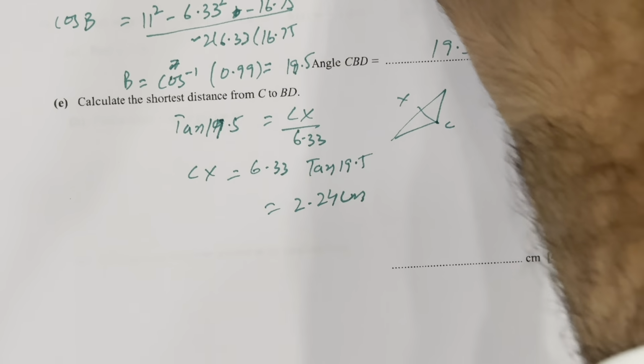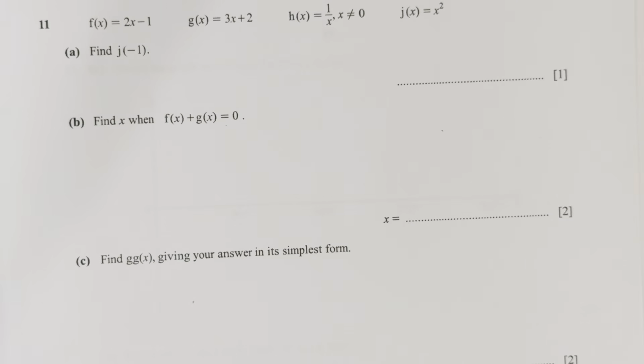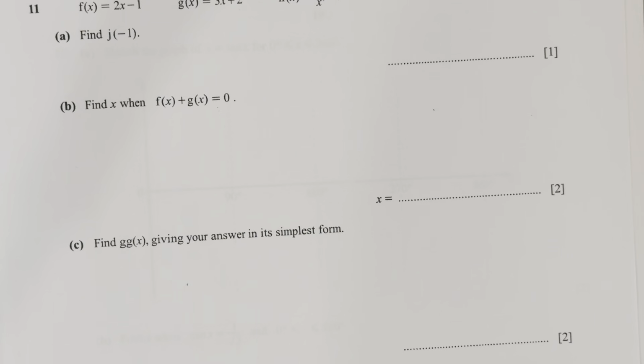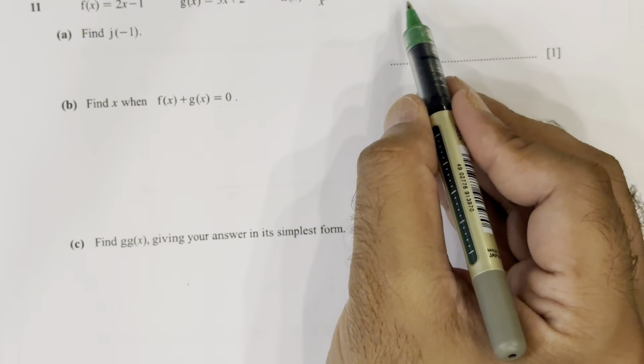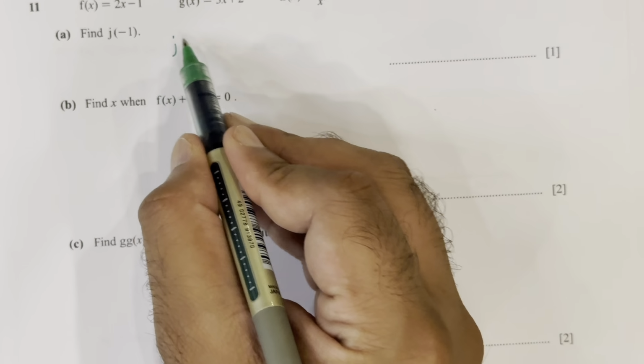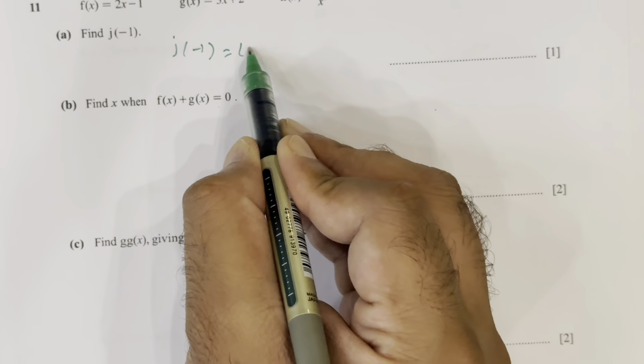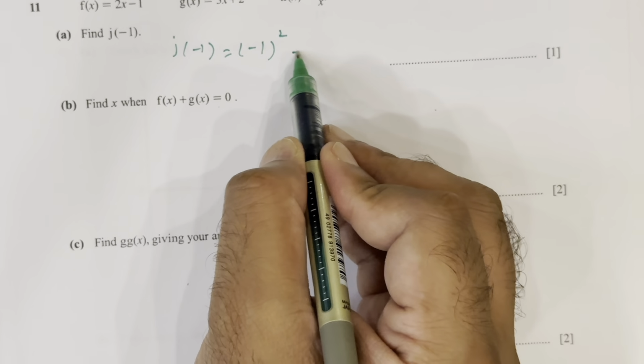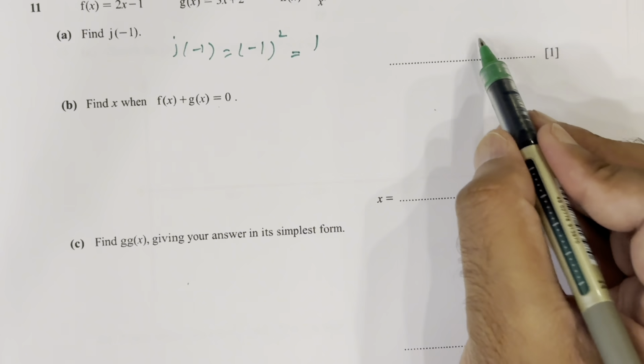Moving to question number 11. Question number 11 is from the topic of functions. Find f of minus 1. Okay, f of minus 1: you're going to put the value of x as minus 1 over here. You will get the answer, that is equal to 1.